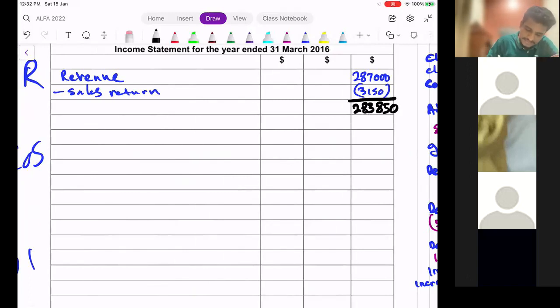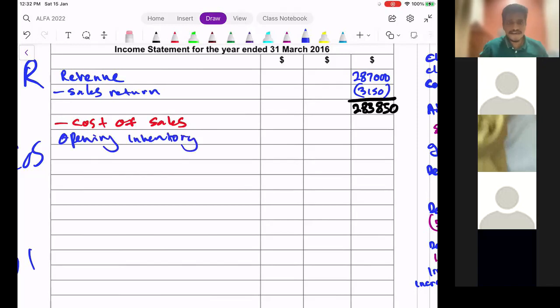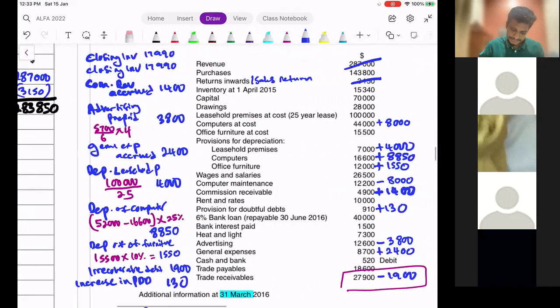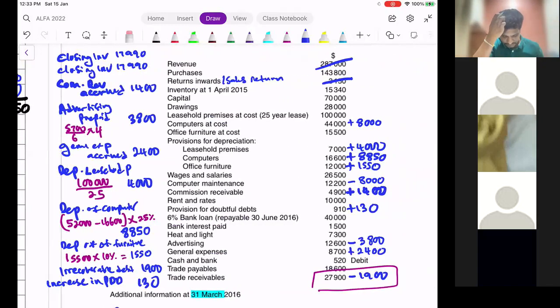And this one will be minus cost of sales. Okay, your cost of sales starts with opening inventory. Do you have an opening inventory here? Yes. Inventory at the 1st April. Opening inventory 15.